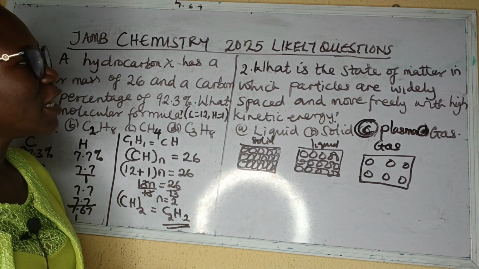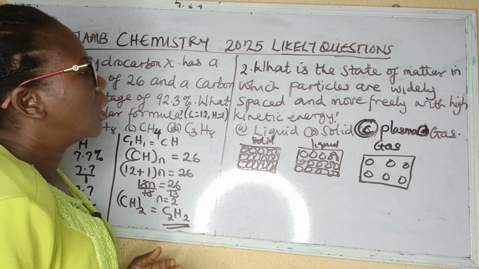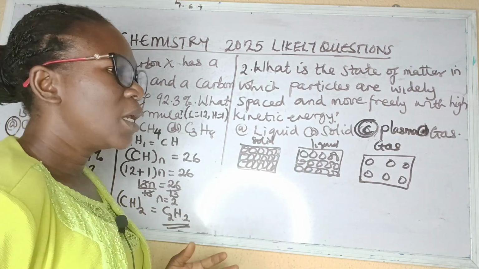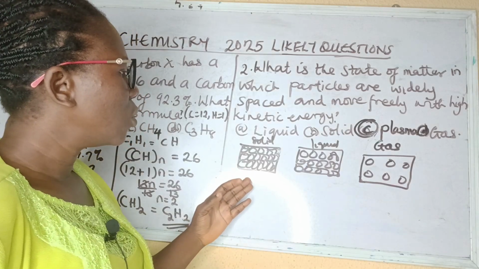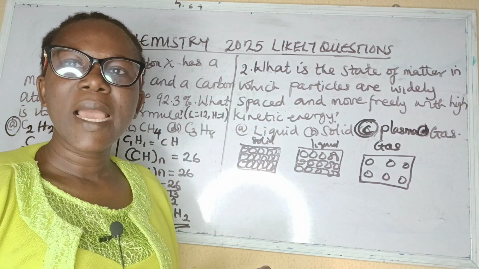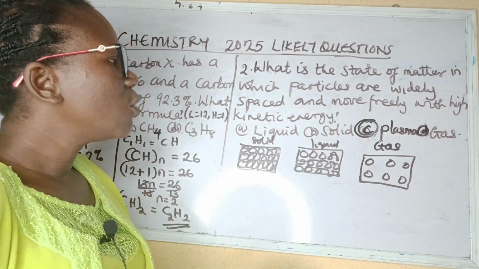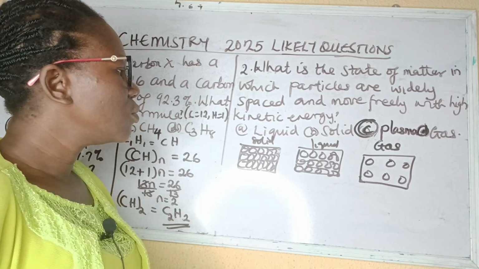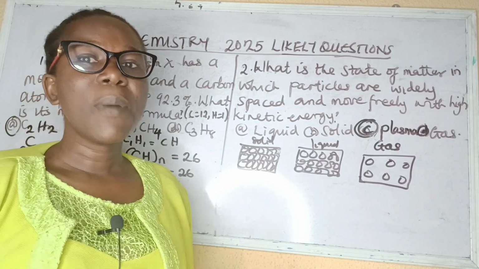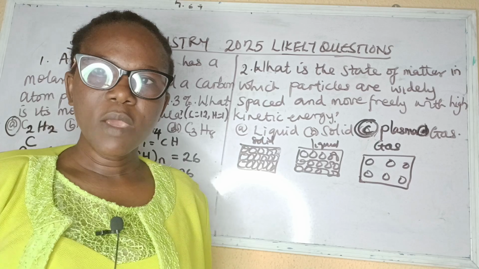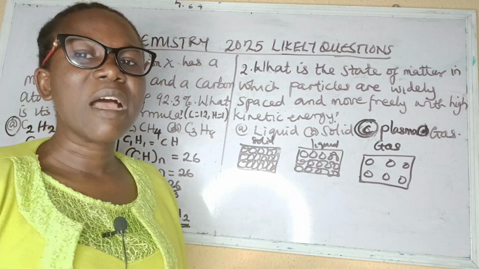What is the state of matter in which particles are widely spaced and move freely with high kinetic energy? In kinetic theory of matter, we were taught that solids are made up of particles, liquids are made up of particles, and gases are also made up of particles. But in the nature of the particles, in solid, the particles are tightly held together by strong bonds, while in liquid they are held by weak bonds, and in gas the particles are free.